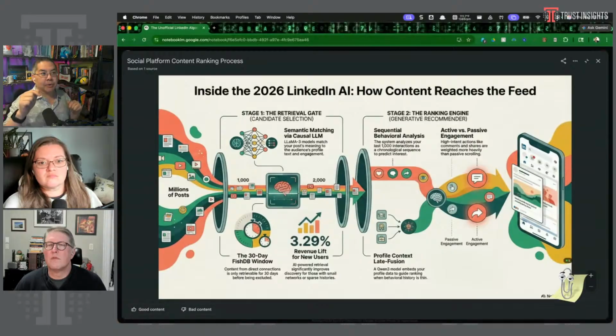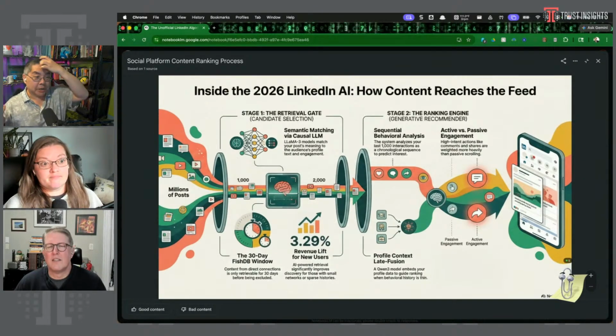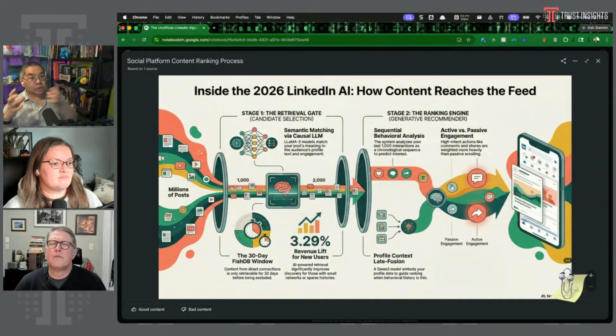Back in December, Trust Insights published on our blog an evaluation of bias in this model, which is what Katie was talking about. As far as we know, we never got word back from LinkedIn saying, yes, we fixed this. So those biases probably are still there. But that first model says, okay, out of all the posts, here's 2,000 that we think semantically match what a target member would be looking for.